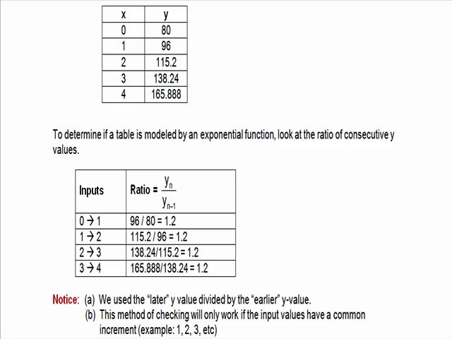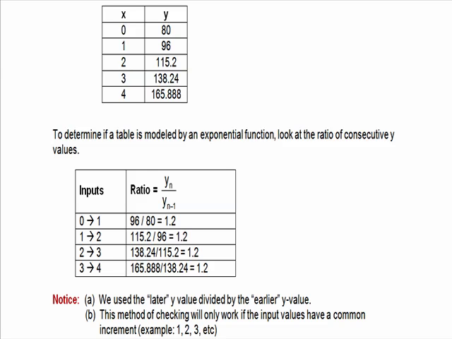What I'm going to do is the ratio of the two consecutive y values. And I'm always going to take the later divided by the earlier. And the reason that I'm going to do that is in many of these cases, that's going to give rise to the b that we've used in our formula in the previous section.